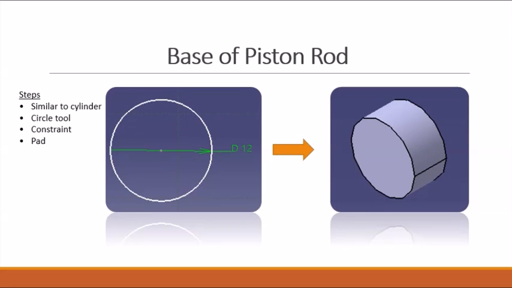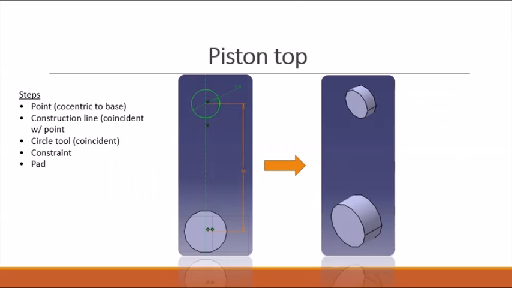So similar to the cylinder, the base sketch here was defined by using the circle tool. The diameter was constrained, and once again it's white because it's not constrained to anything else. Once the sketch was made, we used the pad tool. The next step in this modeling process was to create the piston top. Here in Sketcher, a point was concentric with the initial base sketch.